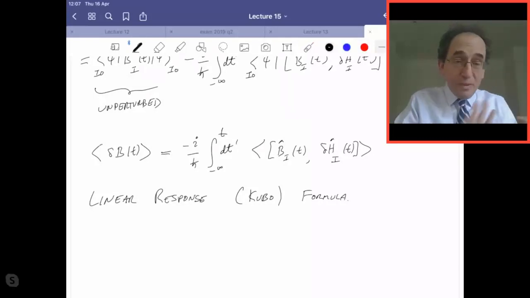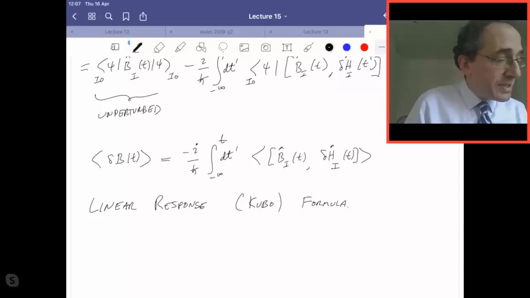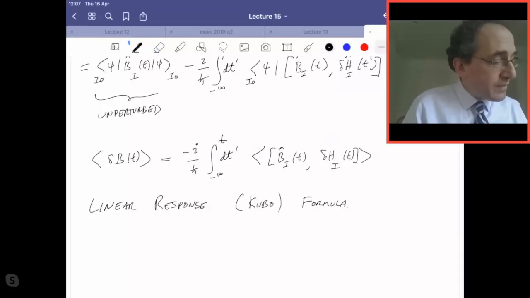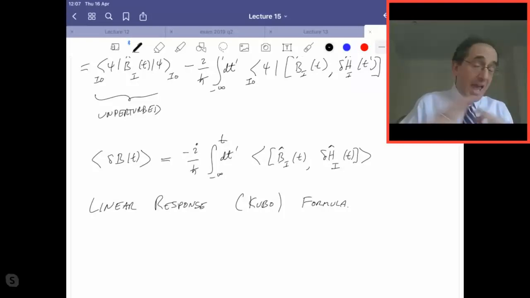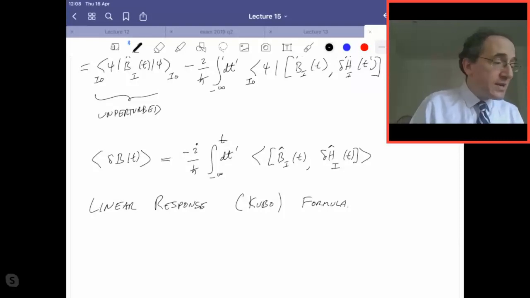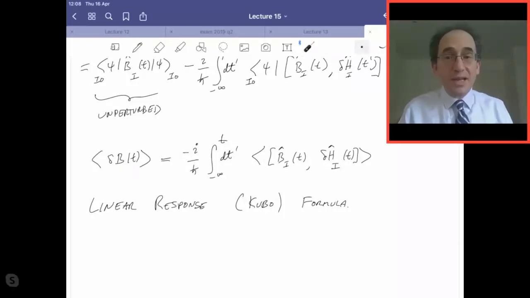So what we've written now is, again, incredibly general. That's why the Kubo formula is so important. You can consider any system you want, any perturbation you want, and any operator that you measure at a later time.